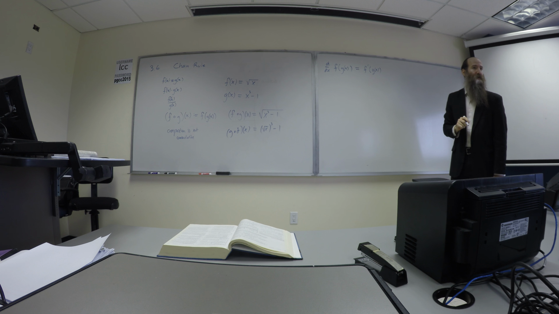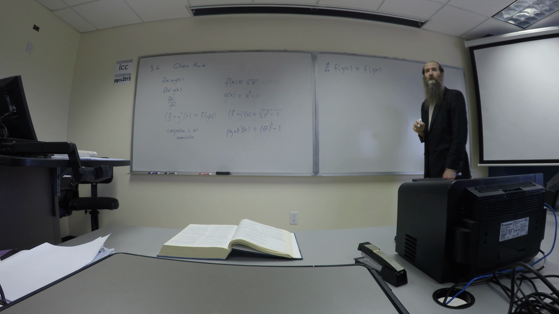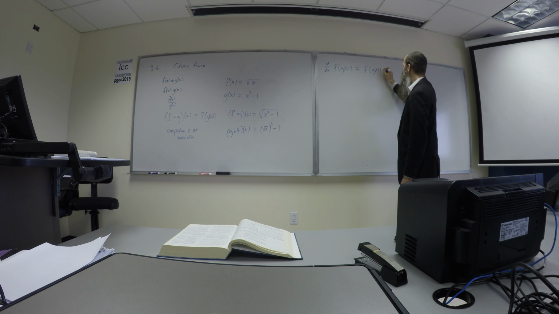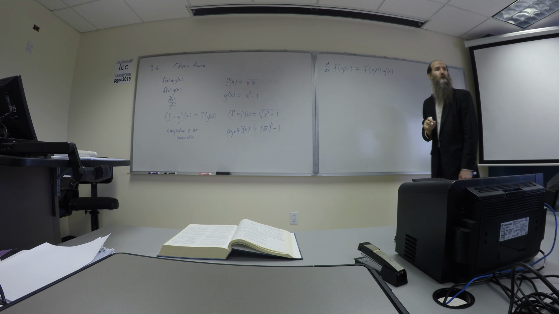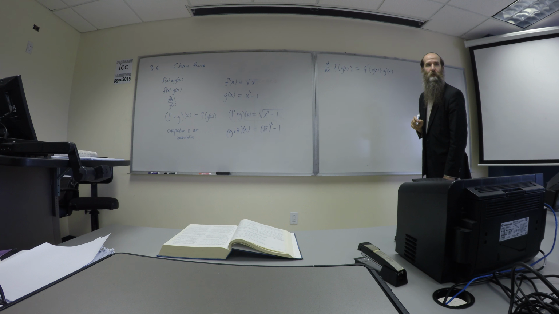Inside, the inner function stays inside. So you differentiate the outer function, leave the inner function inside, but then you must multiply by the derivative of the inner function. Okay? And that's why it's a chain, right? It's a chain of multiplication. So you're always multiplying by the derivative of the inner function.